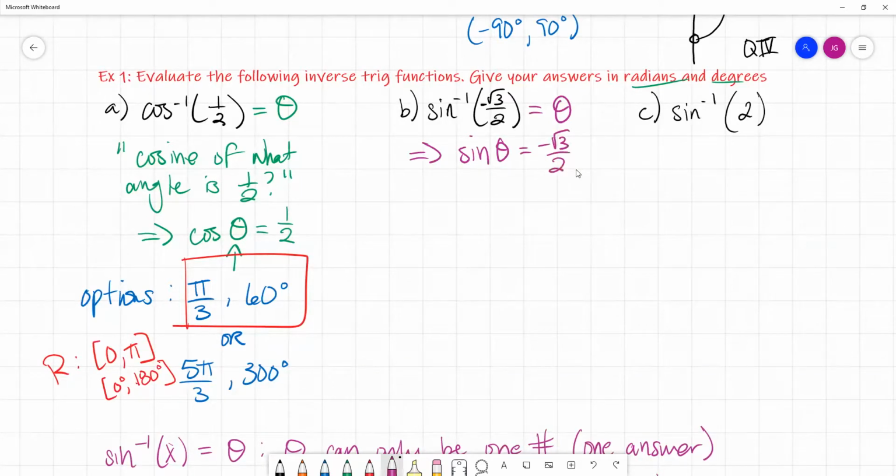Okay, we don't need to write the English translation every time, just that is what you should think of in your head when you're looking at this, right? Sine of what angle is negative root 3 over 2. Okay, so that's what we're going to look for. Sine of theta is equal to negative root 3 over 2.